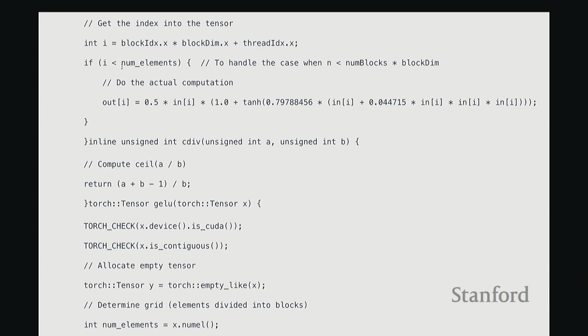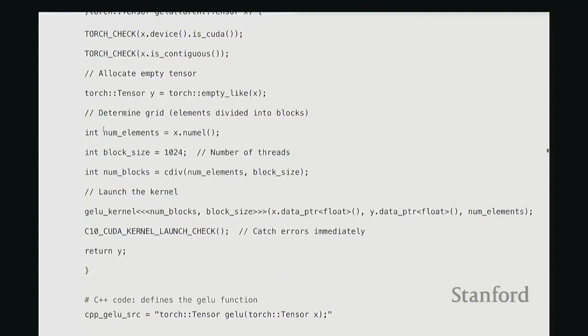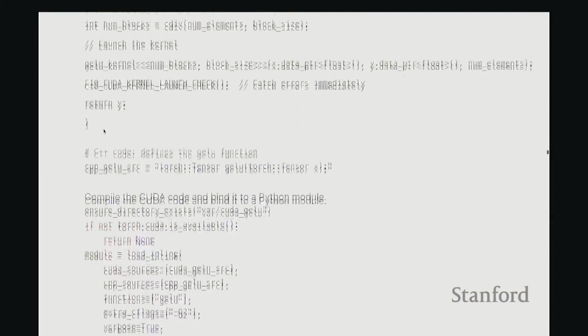OK, and then within here, we're just going to do our computation, right? I have my input, in. I'm going to index into the ith element, and I compute my GeLU just like I did before, and I assign it to out of i, and then I'm done, right? That's all that I need to do. And since this is all pointer stuff, I don't really need to worry too much about what is actually happening here. So that's basically it.